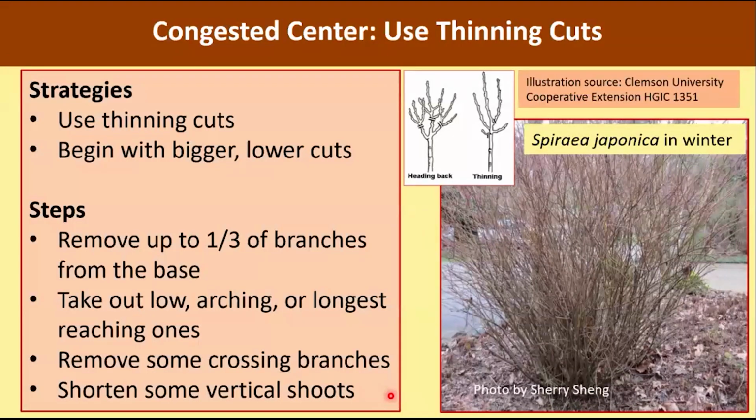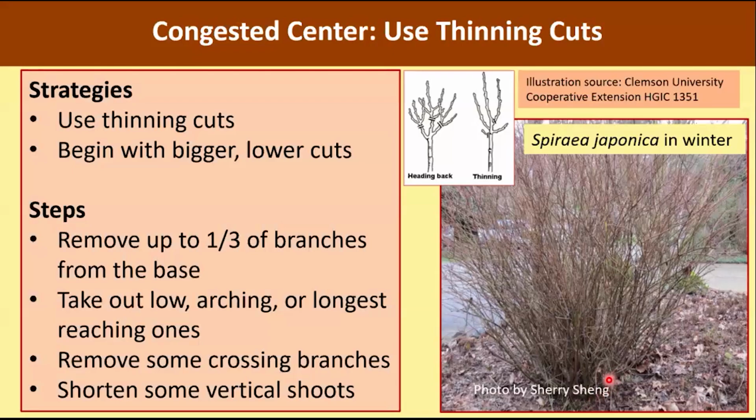If your shrub has a congested center, look at the ground where stems originate. Locate the oldest ones and cut at or just above the ground. Cut as low as you can. You'll need a lopper or a small handsaw for the job. You can continue with that, making the low cut, removing the largest, oldest branches, and remove up to a third of the canes.